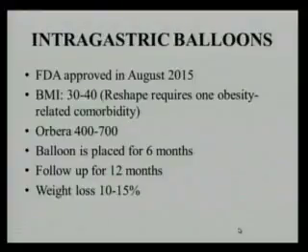We fill the Orbera with 400 to 700 cc of saline, and sometimes we add methylene blue in case the balloon ruptures. This will turn the urine green, and the patient can detect the methylene blue in the urine early and can come to you if the balloon ruptures.